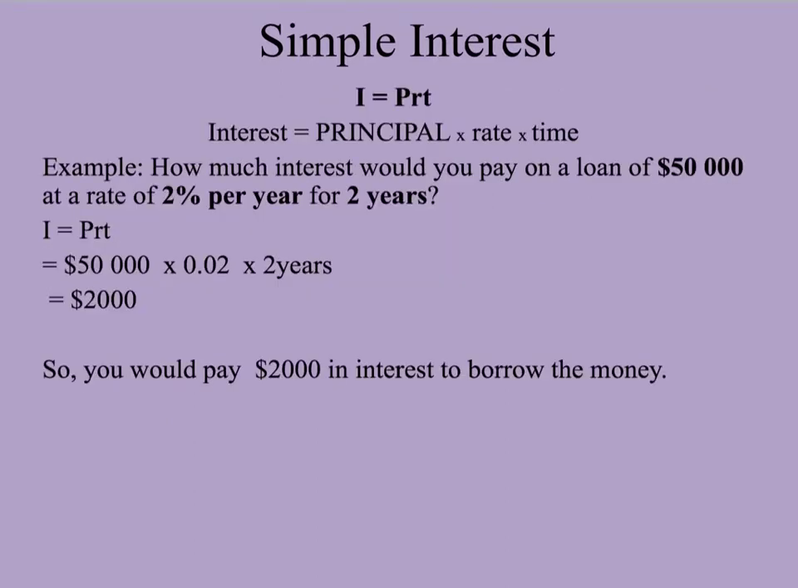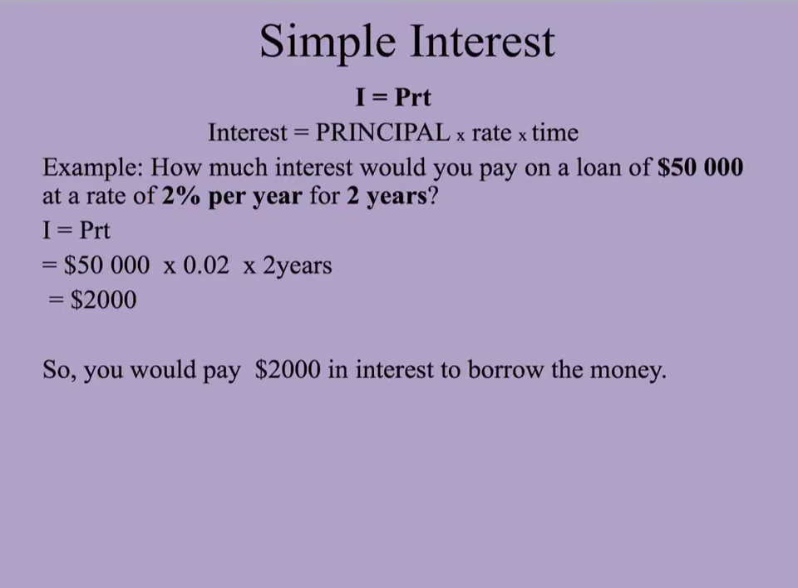Okay, let's try one. It might make more sense. So to figure out the interest, we have I equals PRT, principal times rate times time. How much interest would you pay on a loan of $50,000 at a rate of 2% per year? So this is important in the questions we get to. The rate is always calculated per year, and that relates directly to the time. $50,000, 2% per year for 2 years.